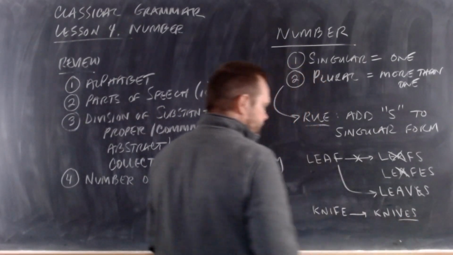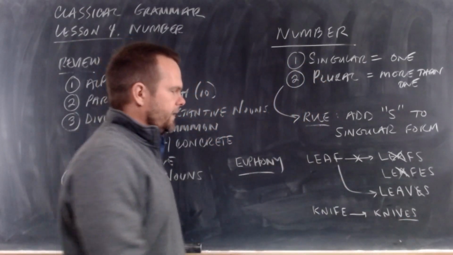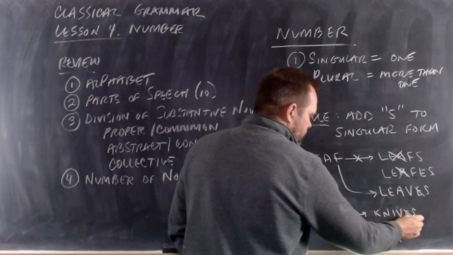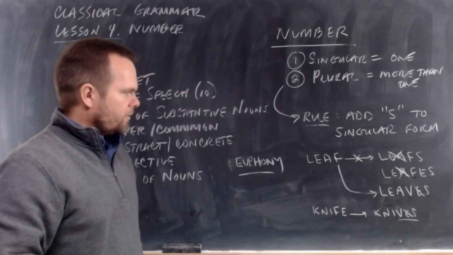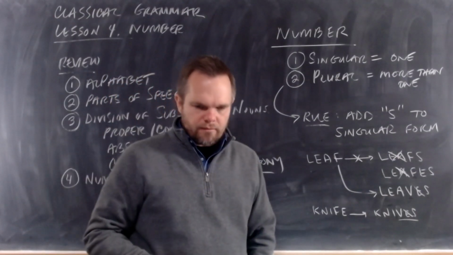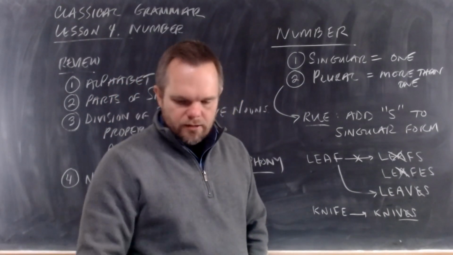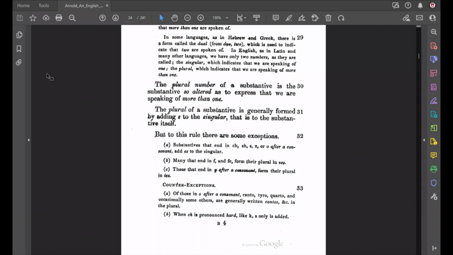Knives. And that E is silent. Knives. Okay? That's exception 2. Then our textbook says counter exceptions. Exceptions to the exceptions. Counter exception A, Article 33.